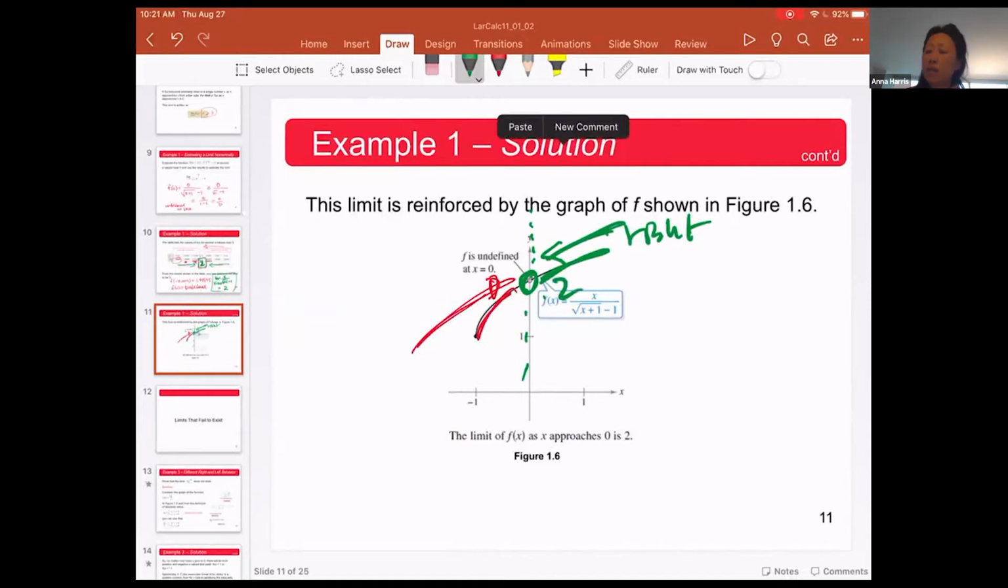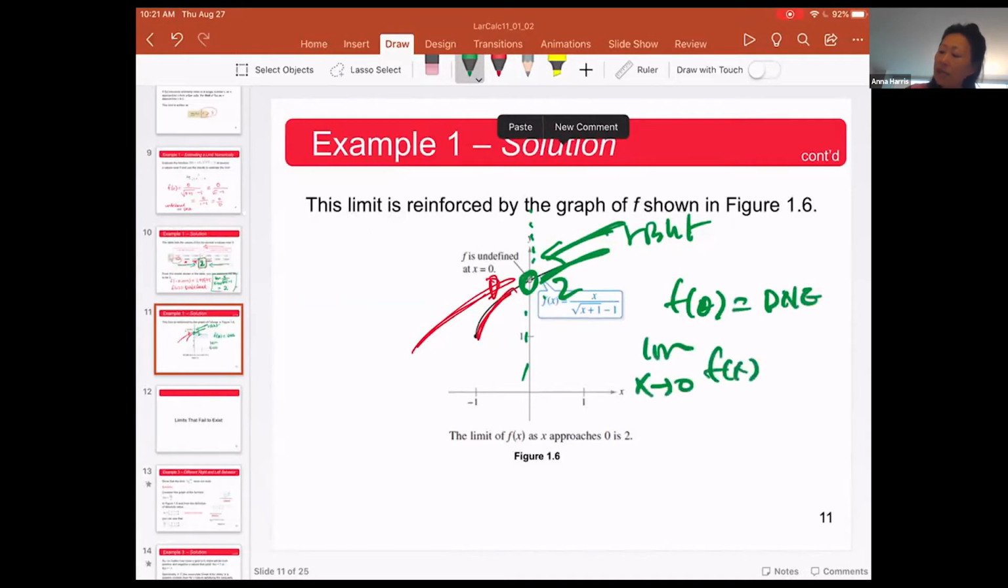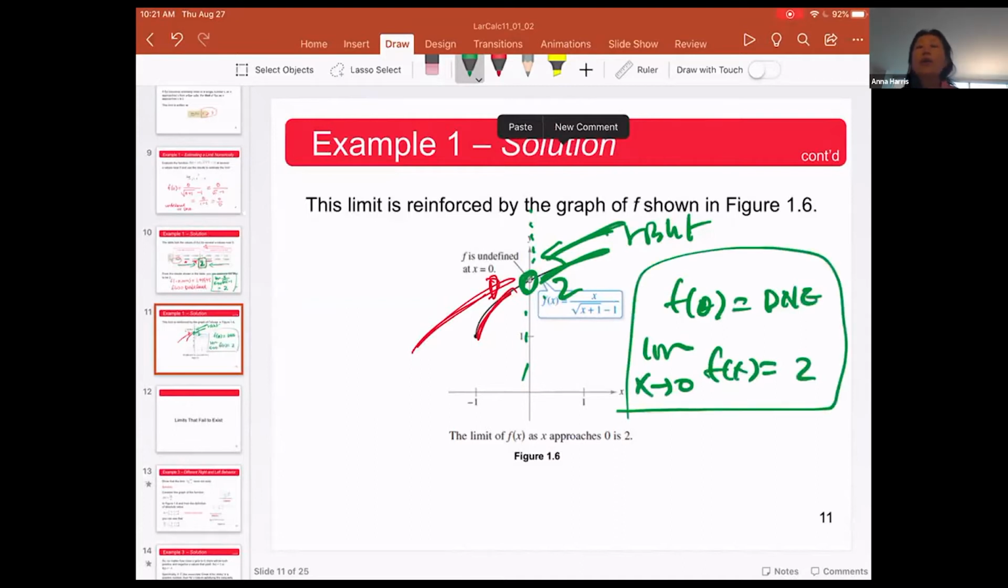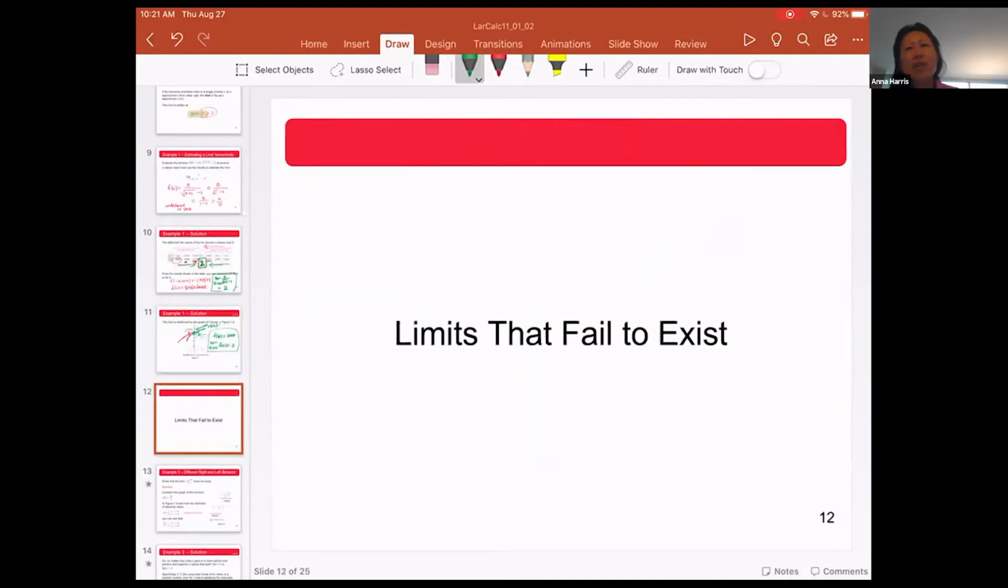Okay. So f of 0 does not exist, but the limit as x approaches 0 of f of x is equal to what? 2. So this function is not continuous because I have a little hole, a little circle where I don't know the y value. But it does have a limit. Does it make sense to you guys now? Does it help you some now?